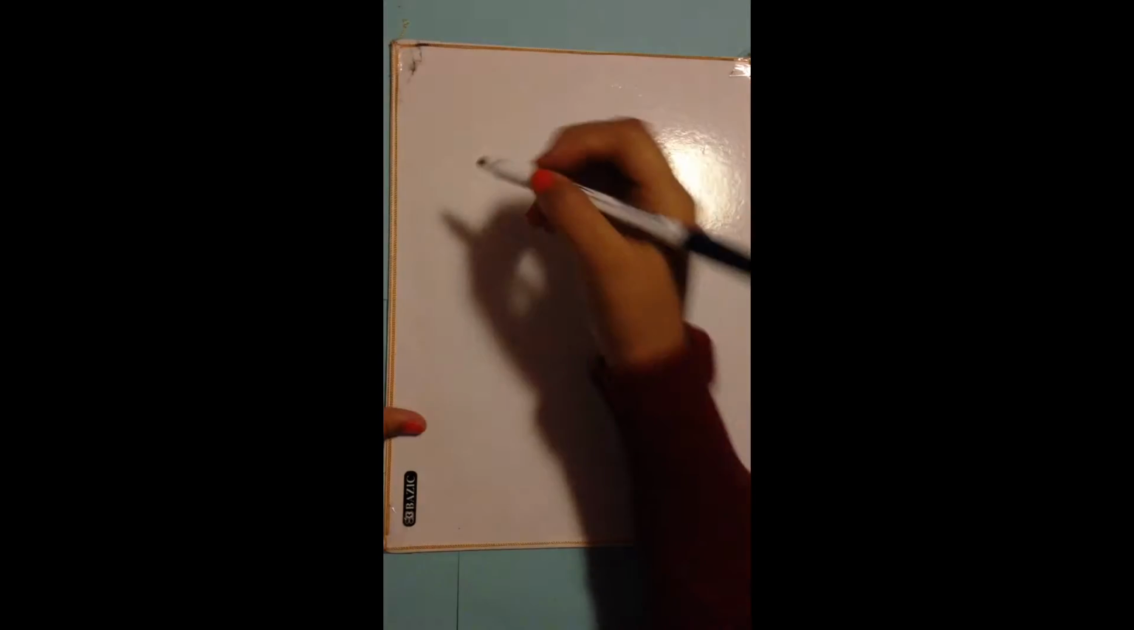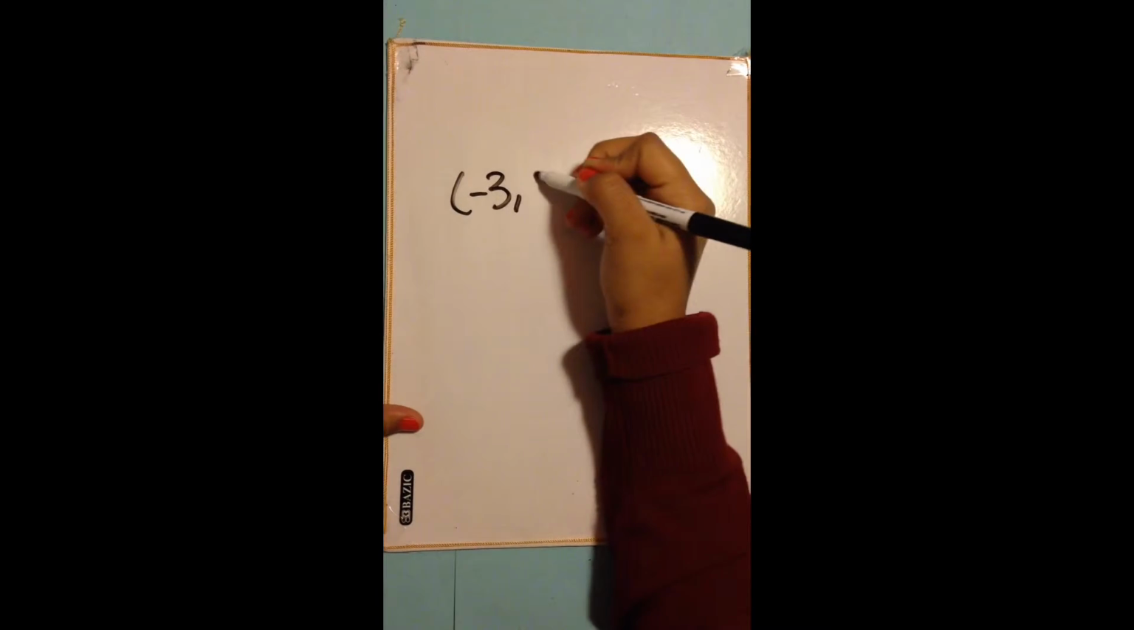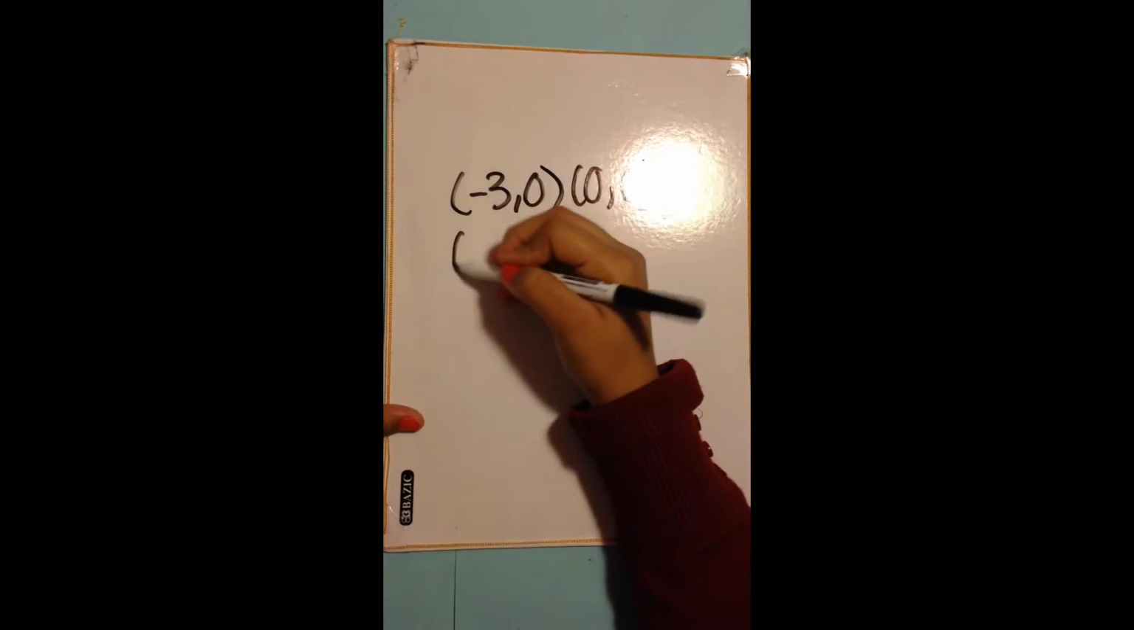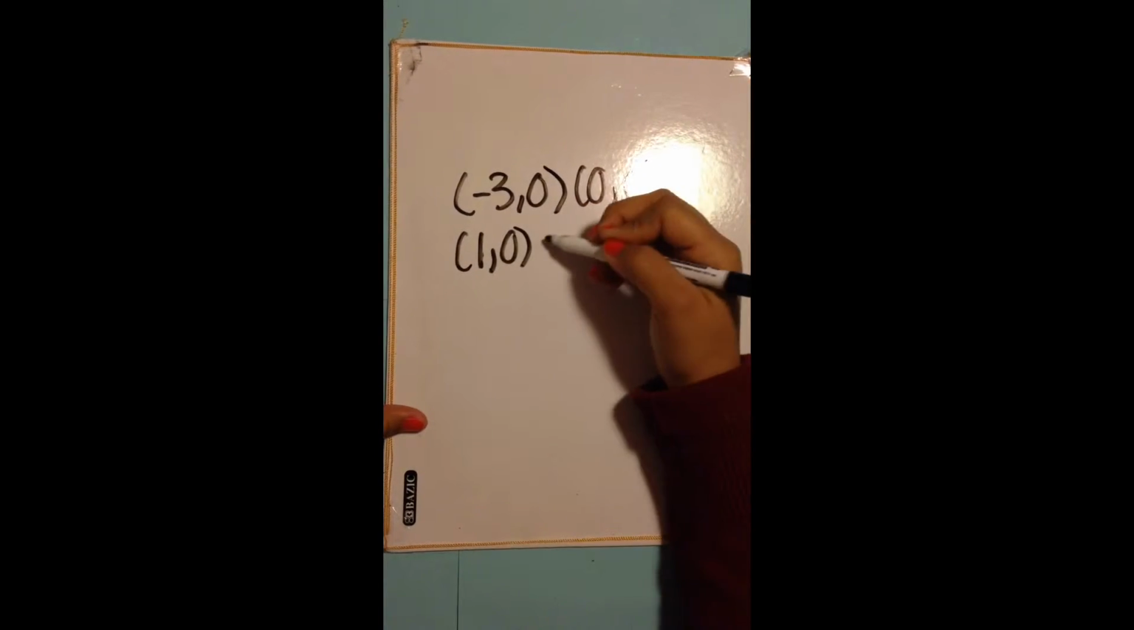Let's say you were to graph these different x-intercepts, which were -3, 0, the origin 0, 0, and 1, 0, and lastly 4, 0.